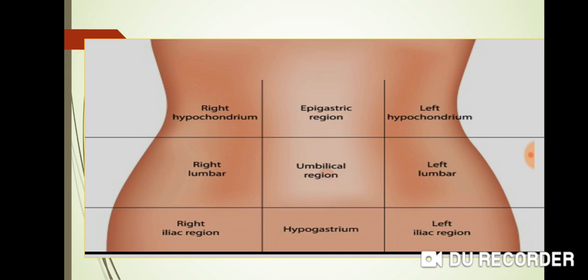The three centrally positioned regions are the epigastrium or epigastric region, the umbilicus or umbilical region, and the hypogastrium or the hypogastric region. On each side of these regions, into right and left, are the hypochondriac region on each side of the epigastric region, the lumbar region on each side of the umbilical region, and the iliac or the inguinal region on either side of the hypogastric region.